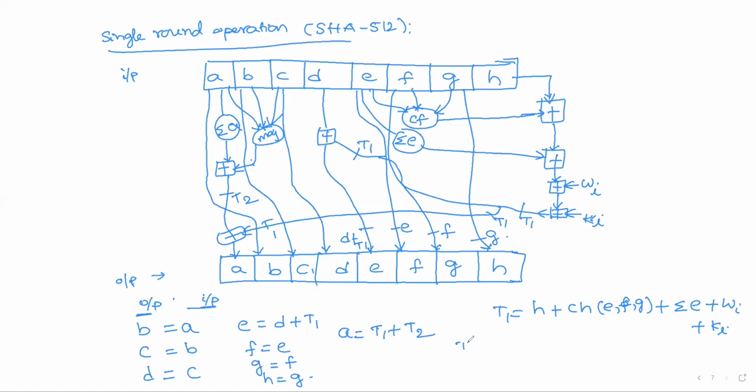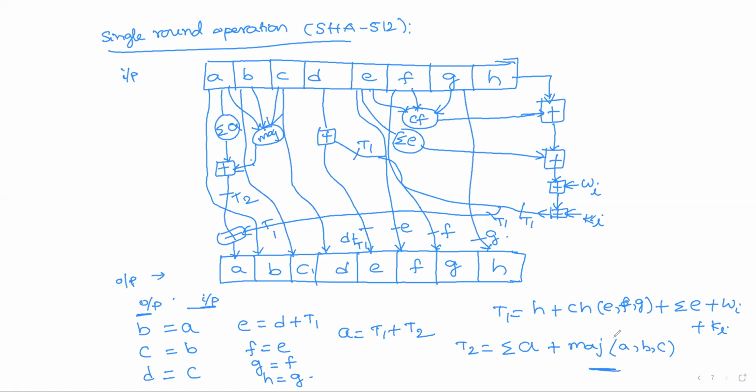So what is that T2 here? T2 is obtained by taking rotation on the buffer A bits, addition modulo, majority function with buffers A, B, C. So this is a single round operation of that SHA-512 algorithm.